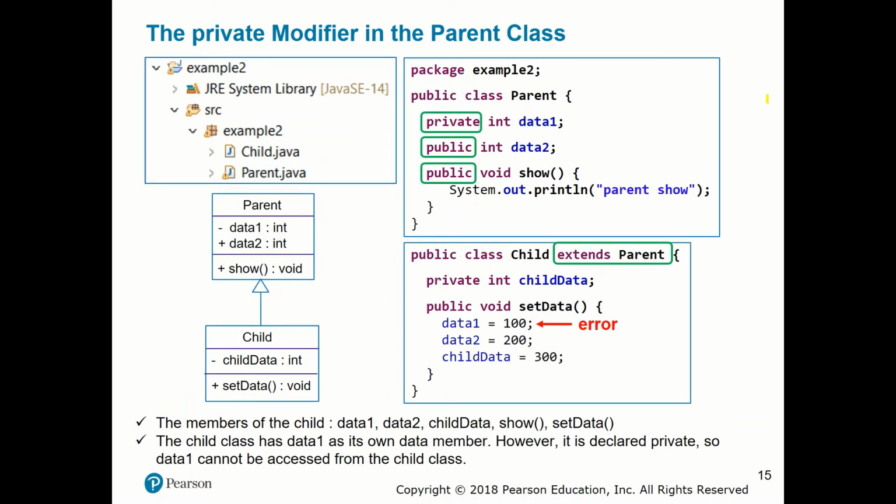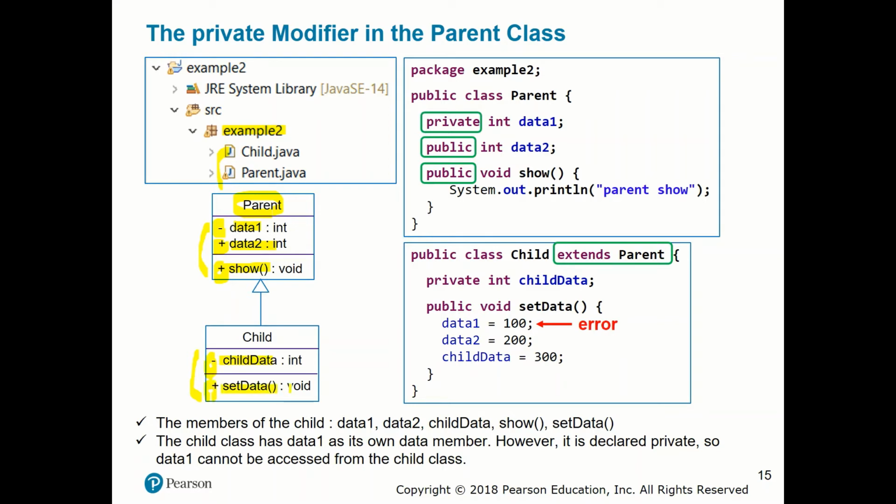This is an example of the private modifier in the parent class. In the example 2 package, there are two classes, Parent and Child. The Parent class has 3 members: private data1, public data2, and the public show method. And the Child class has 2 members: private childData and the public setData method.